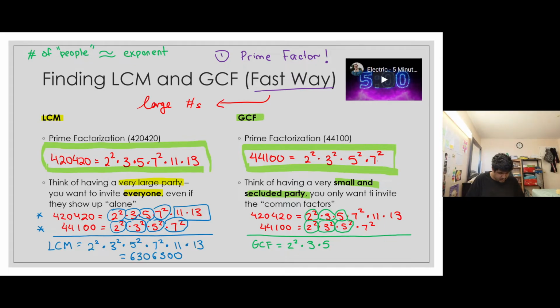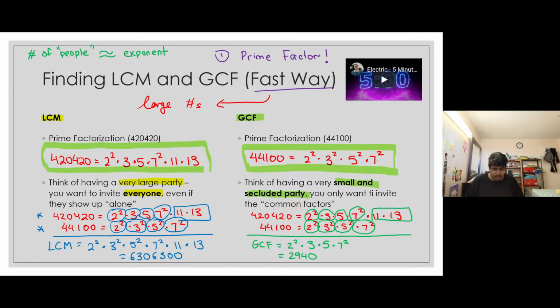For 7 squared, though, it doesn't look like we have that much of an option. We're just going to pick 7 squared. But 11 and 13 in this case, they didn't come along with anyone. So they do not get to come to our GCF party. It's just going to be what we have right here. And now we do the task of actually plugging this into our calculator, which gives us an answer of 2940.